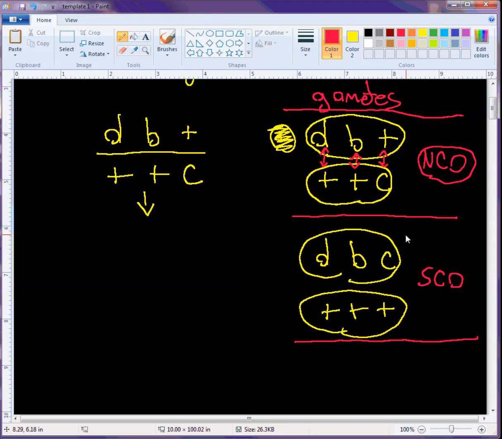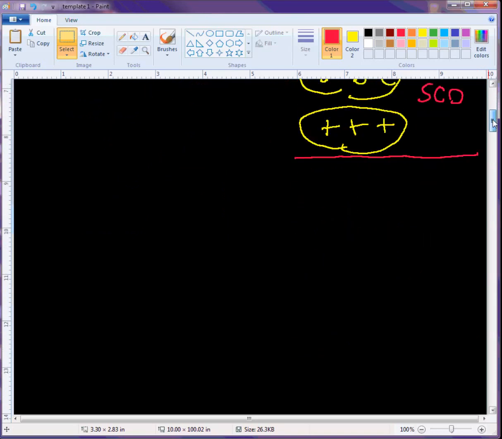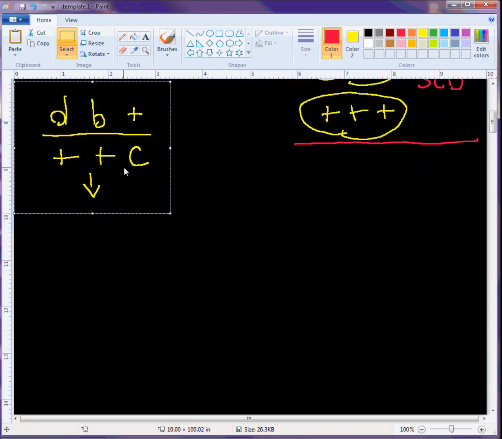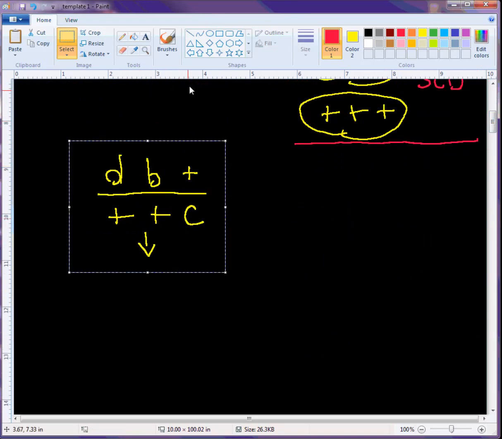So when we have 3 genes and we're looking at single crossovers, one class is going to be made up of a single crossover between 2 of those genes, and the other class is going to be a single crossover between the other 2. So let me move this down here. So now we want to look at the case where we have a crossover here.